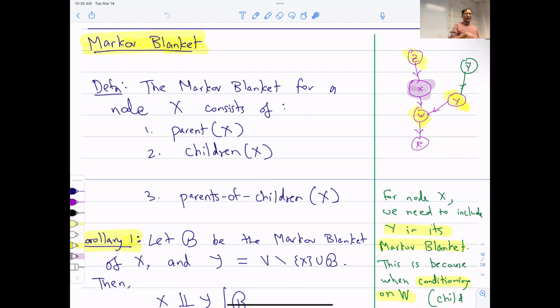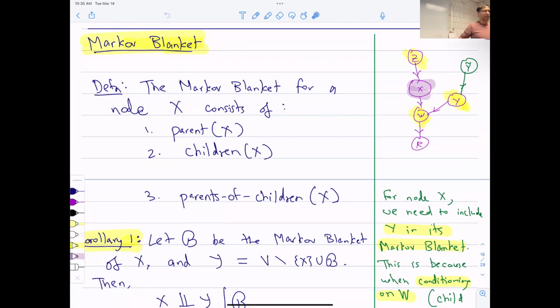The Markov blanket here is somewhat different in a directed graphical model. So it's worthwhile to think about this. So look at this node X. I want to understand what the Markov blanket is. The Markov blanket is defined as its parents, its children, so they are one-hop neighbors, and the parents of its children. So you need to go back up one step.